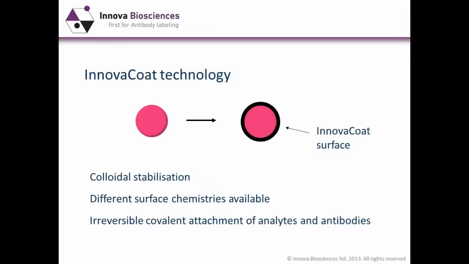Anyway, what we've done is to develop what we call Innova coat technology, where we essentially wrap a protective coat around the entire particle, which gives incredible colloidal stability, and we also have a number of surface chemistries which allow different types of molecules to be attached to the gold in an irreversible covalent attachment.